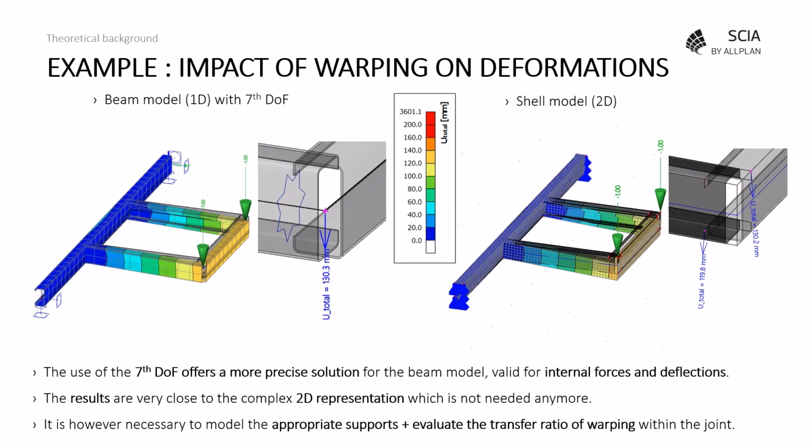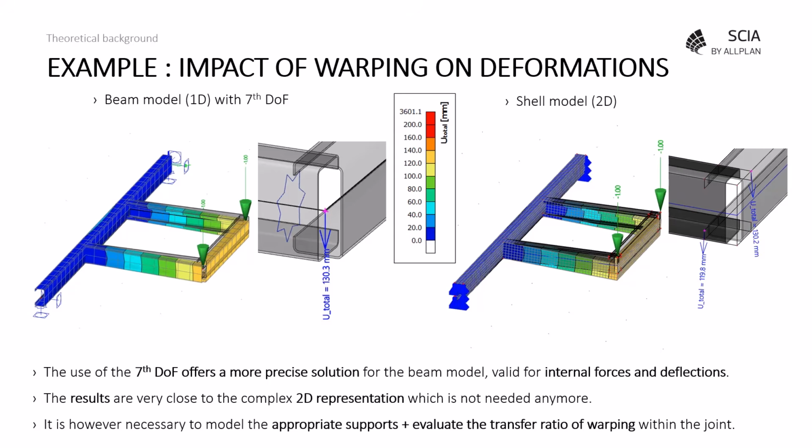What happens if we use 7th degree of freedom? So in this example here, we have kept the same model, but in that case, we have used the 7th degree of freedom option for the 1D members. And we can see that the displacement immediately went down to 130 millimeters, the 1D model, which is very close to the values for the 2D model. So basically now we have a solution with the 7th degree of freedom to have a valid approach for internal forces and for deflections.